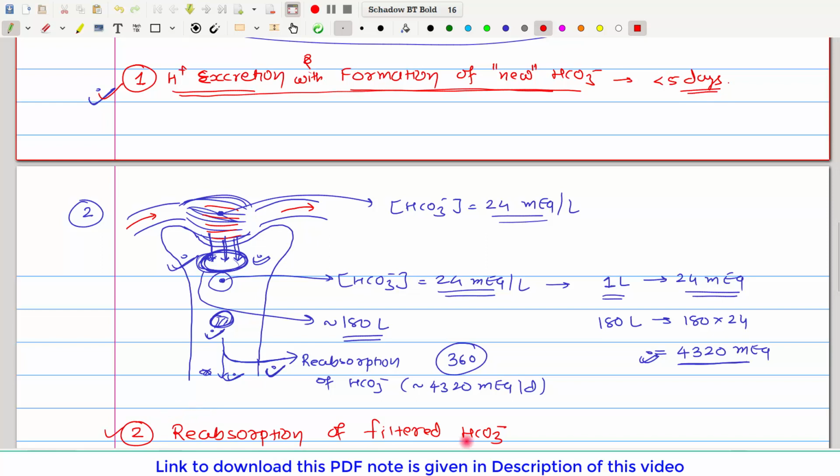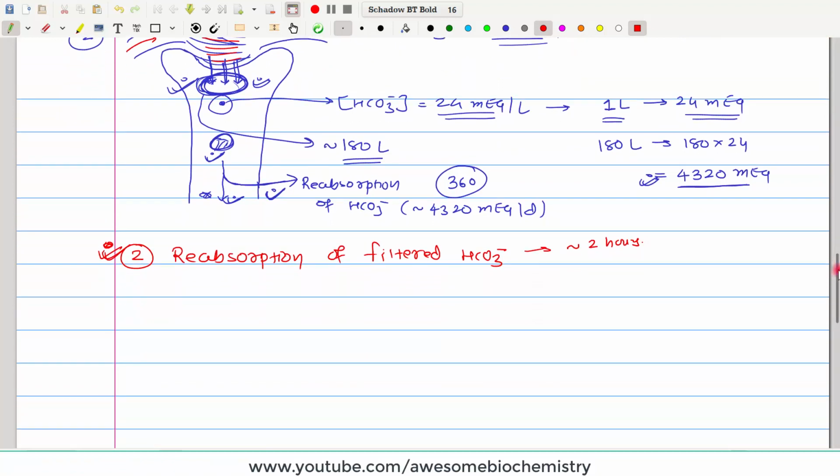And if this function does not occur properly, then what will happen? The body will lose all the bicarbonate store within approximately 2 hours. So of course, this task is quantitatively more important than this task, right? So let's write down the conclusion or the summary of whatever we have discussed so far.